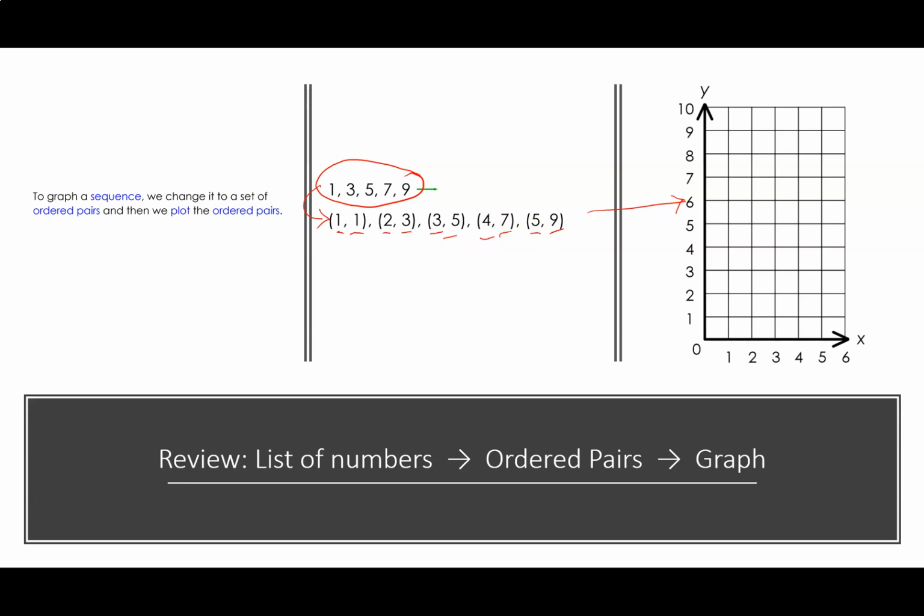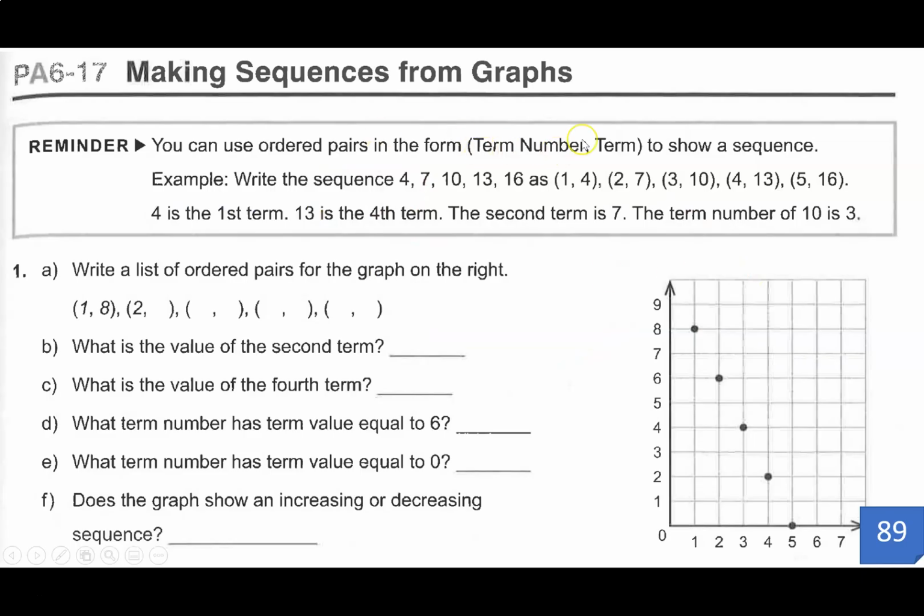Next and final step is once we have our ordered pairs, we can plot them on the graph. Let's take 1, 1 for an example. 1 on the x-axis and 1 on the y-axis meet right here. Our next point, 2, 3. 2 on the x, 3 on the y, meets right there, and so on. Today we are going to start on page 89. Let's read question 1 together. I will let you read the reminder by yourself.